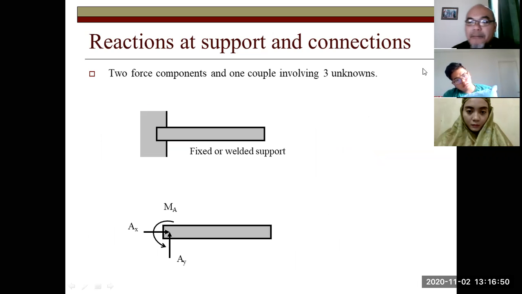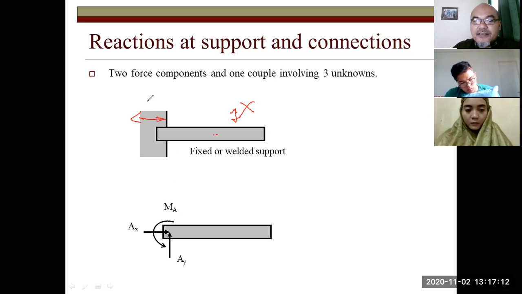Then here, it is not only pinned but completely fixed on the wall or on the floor, or welded. So what does it mean? It means the structure cannot move in this direction, cannot move in this direction either, and cannot rotate about this point. This rotation about that axis point is also not possible.